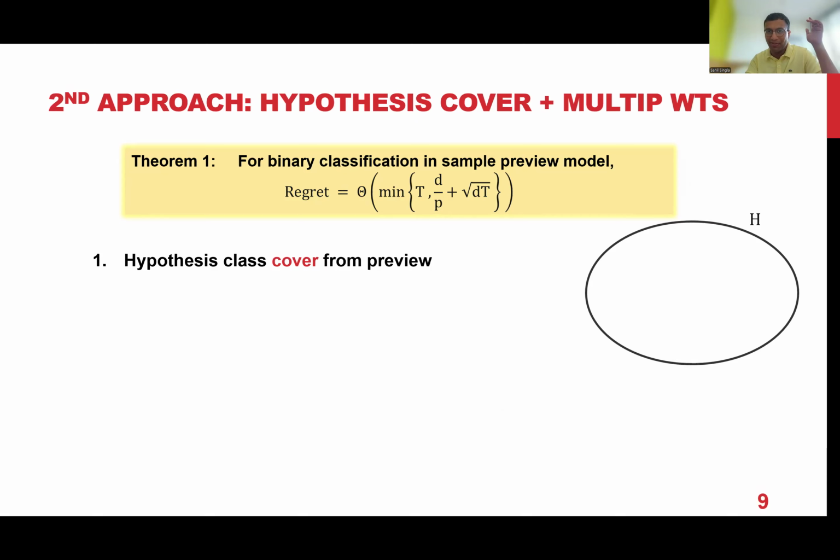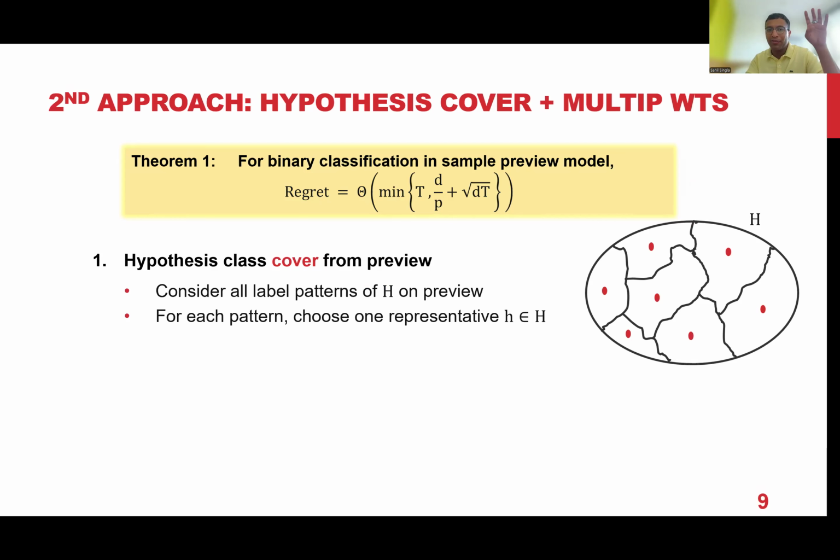Basically, as we know from covers in some other settings, every hypothesis is close to some hypothesis in my finite cover. And I want to use that, followed by some kind of multiplicative algorithm on this finite class. Precisely, what you do is you receive this preview. On this preview, look at every possible labeling your hypothesis might give, like the projection of the hypothesis class onto this preview.